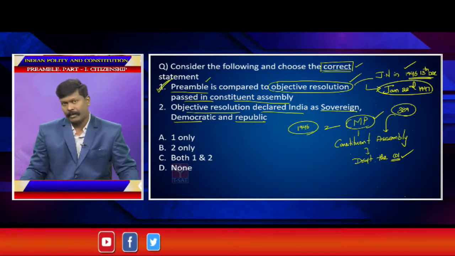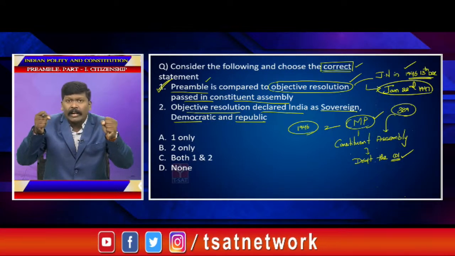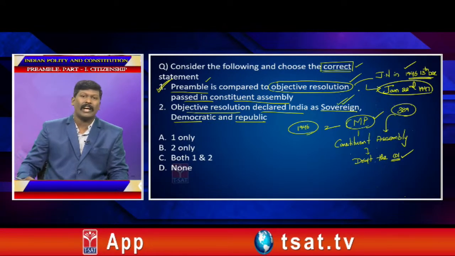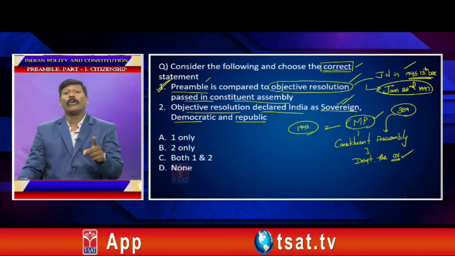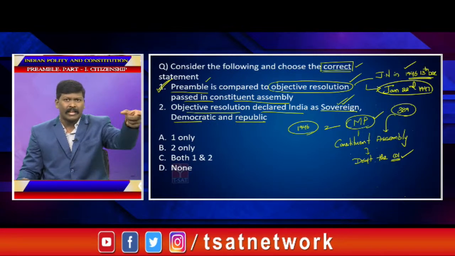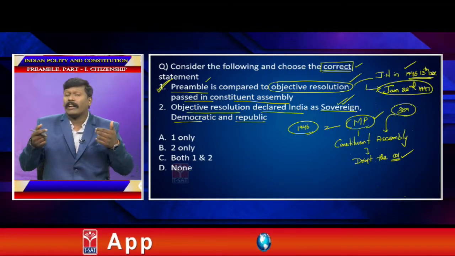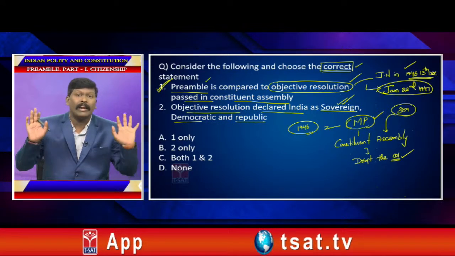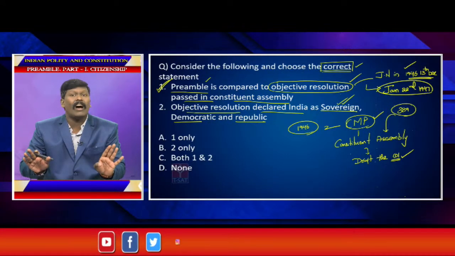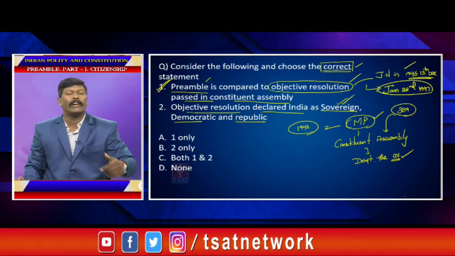Now look at the second statement. The objective resolution declared India to be a self-sustained, independent country, that is, a sovereign country. India is a sovereign, self-made, independent country. No law given by other countries is applicable in India today. The laws made in India by Indians are applicable in India. Indians only should follow those laws which are made in India, by the parliament or state legislature. So India is a sovereign country.